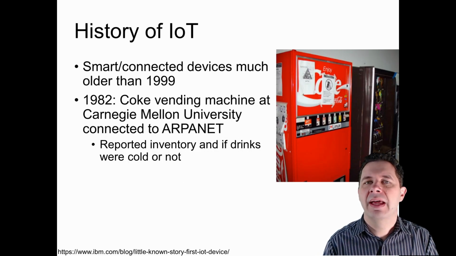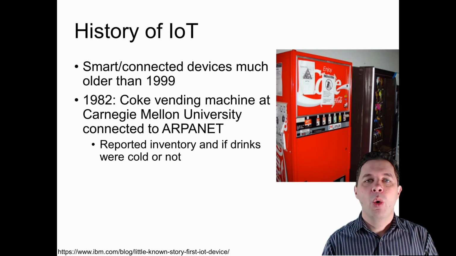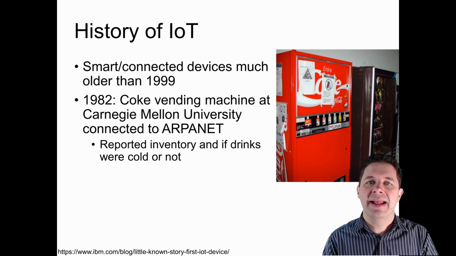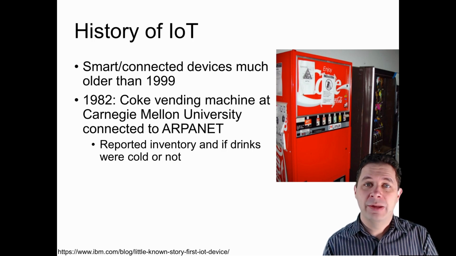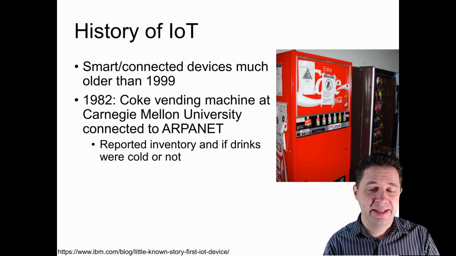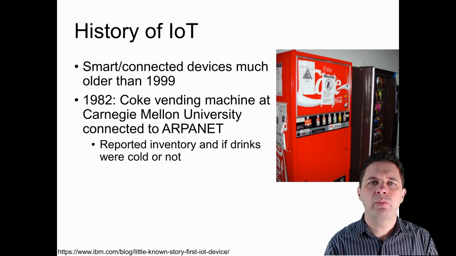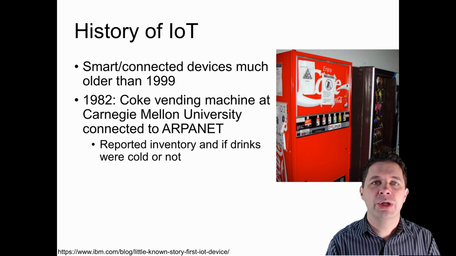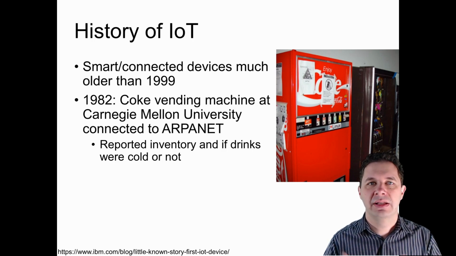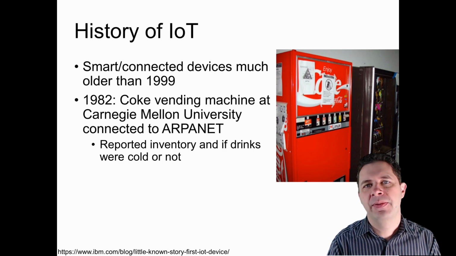Now, in terms of looking at the history of IoT, well, we've been connecting things to the internet in one form or another for quite a long time. Well before 1999, when the term IoT was first coined. Probably one of the first examples that's often cited is in 1982, where a Coke machine at Carnegie Mellon University in the Department of Computer Science was connected to ARPANET.